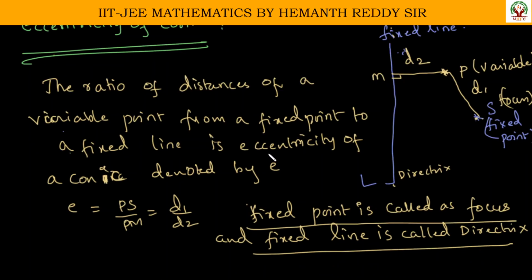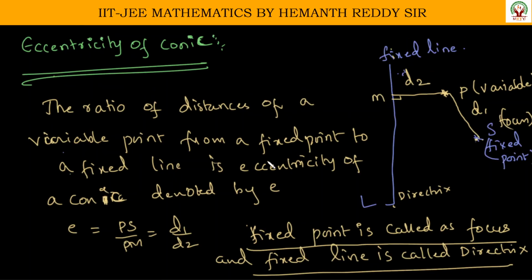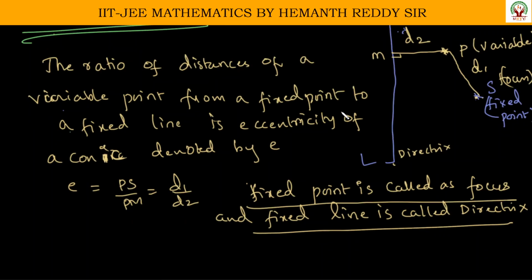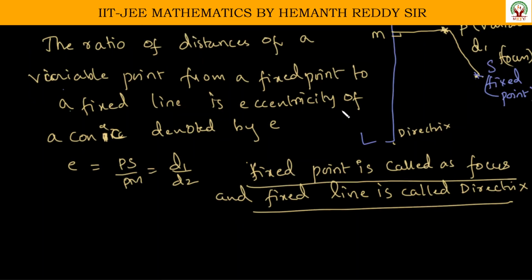So the ratio of distances of a variable point from a fixed point to a fixed line is called eccentricity of a conic, denoted by small e. And e will be D1 by D2 in this case, and this fixed point is called focus and this fixed line is called directrix. This is a basic definition of eccentricity of a conic, which is very important because for almost every problem you will be using this concept of eccentricity. That may not be the case with parabola, right?